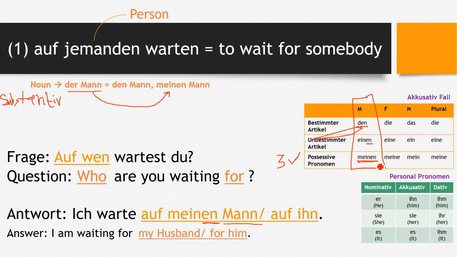Ich warte auf meinen Mann. Or you can replace it with a personal pronomen, a personal pronoun. In this case, we are using accusative. That's why it will change to ihn. You can see here, auf ihn. In English, it will get translated to: I am waiting for my husband. Meinen Mann is my husband. Auf ihn, I am waiting for him. So you have directly used a personal pronoun for your husband. I am waiting for my husband, or you can say, I am waiting for him. So these two ways you can use for a person.